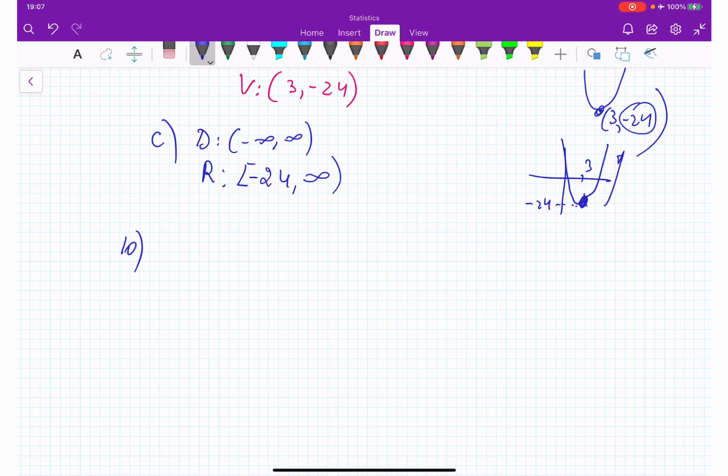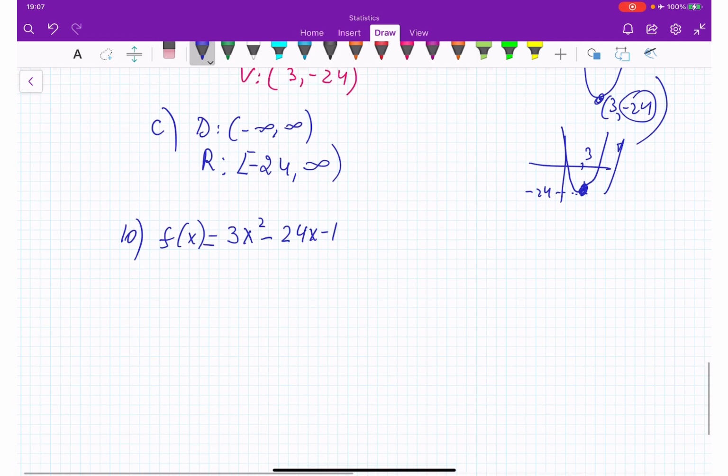So we have f of x is equal to 3x squared minus 24x minus 1. Okay, we have to do the same thing. Find the vertex, which is maximum or minimum. Find the coordinate of the vertex and identify the domain and range.